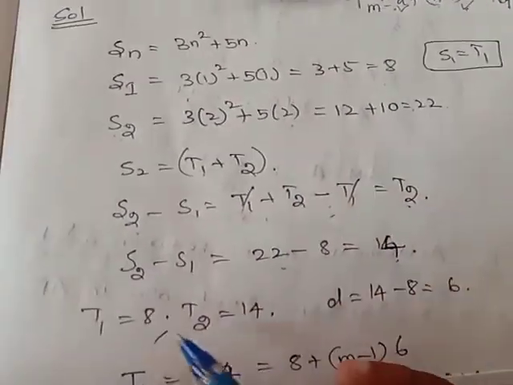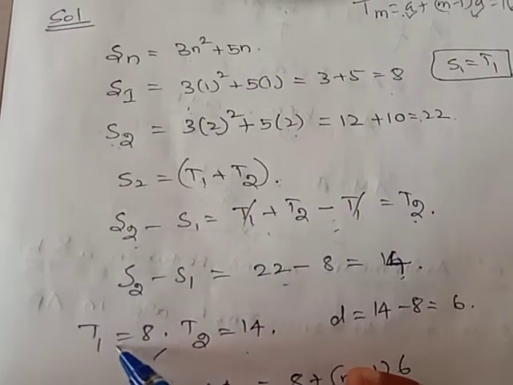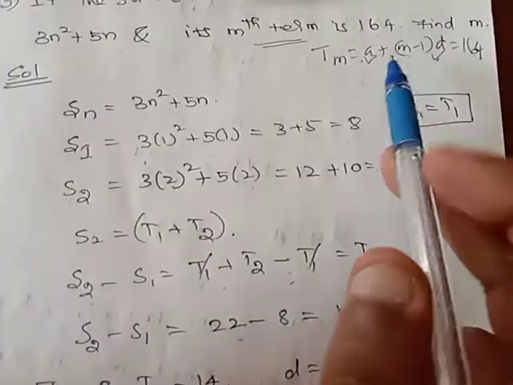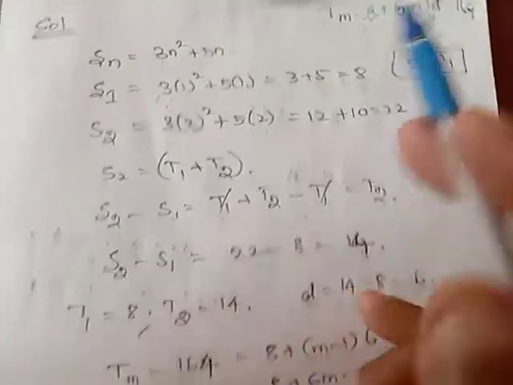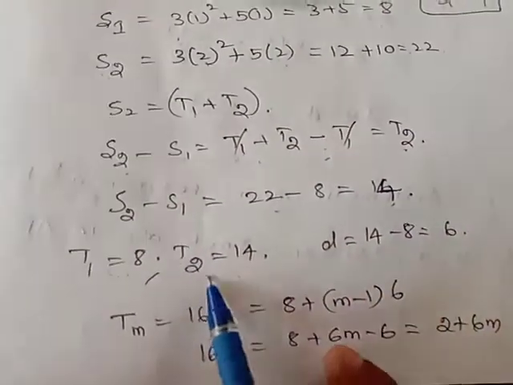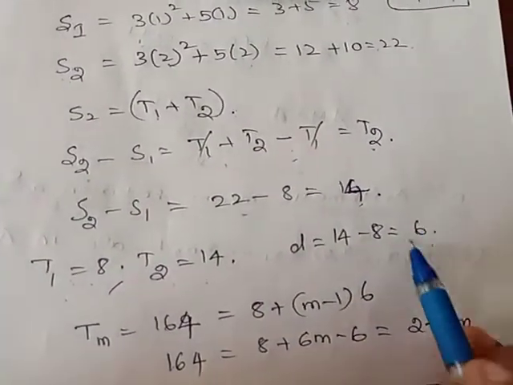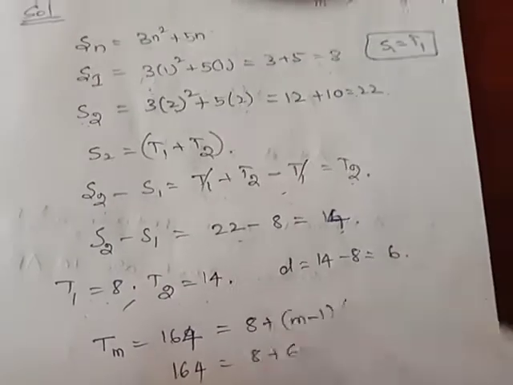Now we got the first term as well as the second term. That is, the first term is equal to a. We got the value of a. Now we need the common difference value. T2 minus T1 will give you the common difference. This turns out to be 6.